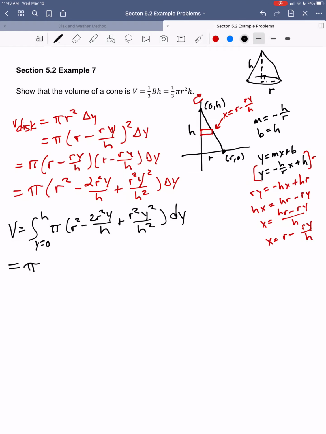Now, when I take the antiderivative here, remember y is my variable. The r and the h are constants. So when I take the antiderivative, I don't do anything with the r's or the h's. So the antiderivative of r squared is a constant. The antiderivative of a constant is just the constant times y. This next one, I'm going to increase the exponent on y by 1 and then divide by that new exponent. Same thing here. I increase the exponent on y by 1 and then divide by that new exponent.